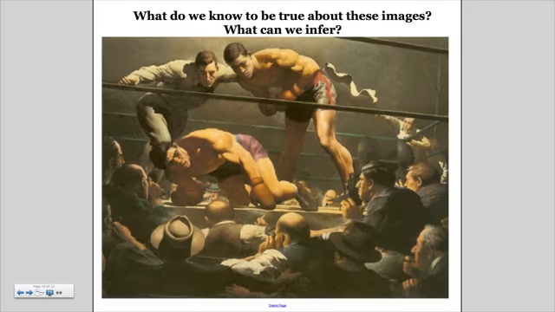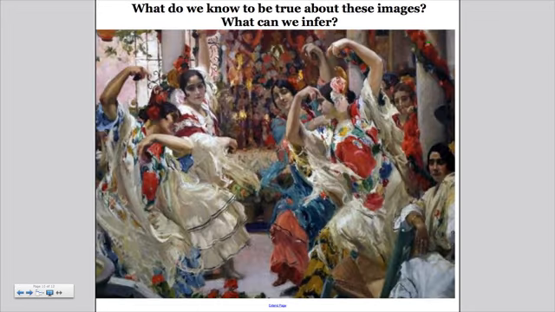Okay, now look at this image and what can we infer? Again, pause the video until you've had a partner discussion and then a discussion as a class. Okay, here's our last picture. Again, what do we know to be true about these images? What can we infer? Again, first talk with a partner and then talk as a whole class. Unpause the video when you are done.